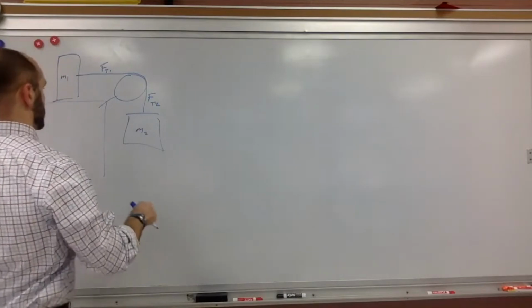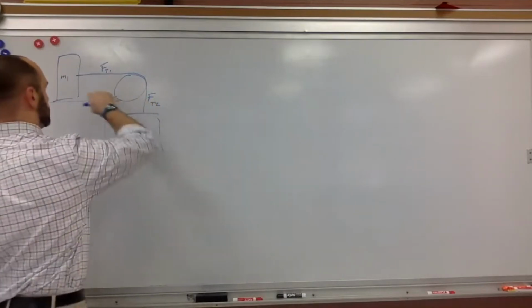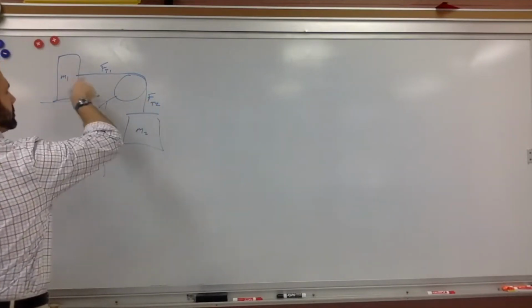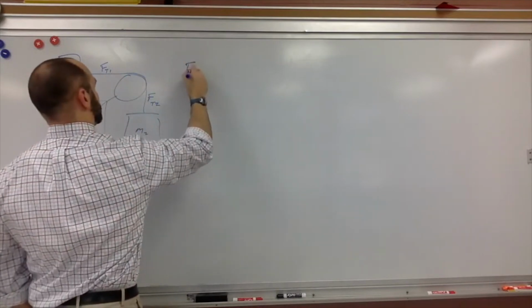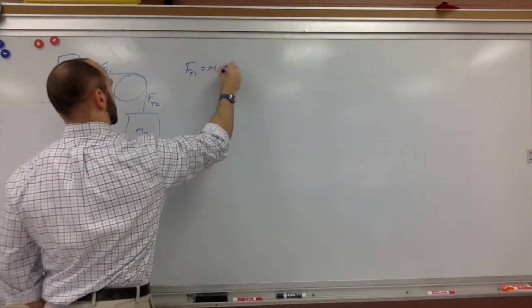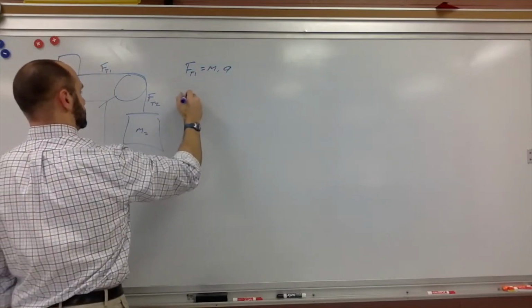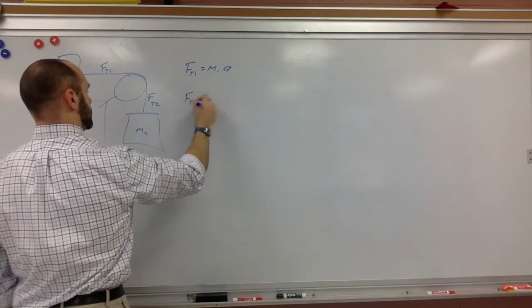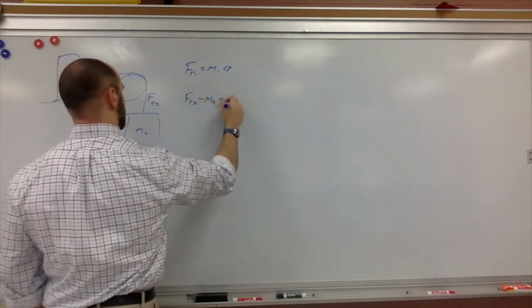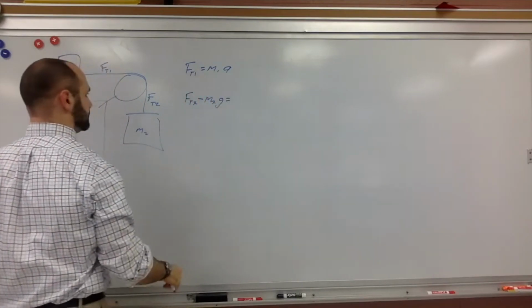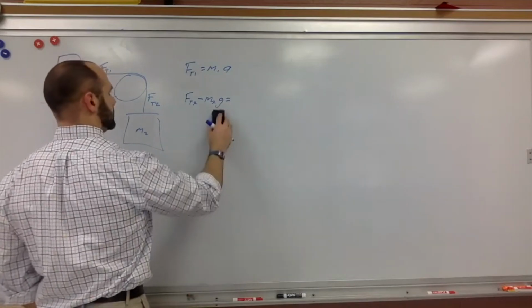So what does this look like? This is the same tension. For this block, notice now this only has one force on it. So Ft1 equals M1 times A. Right, and now Ft2 minus M2G is equal to, you know what, let me do this the other way.